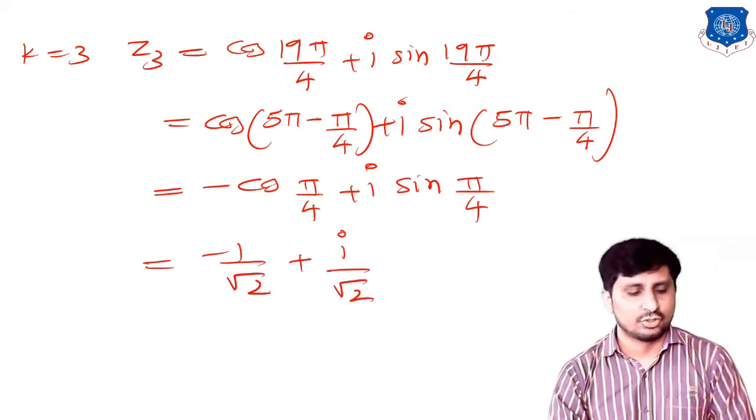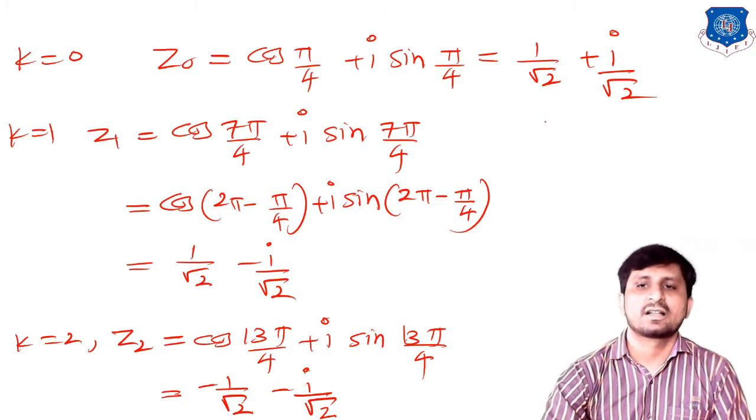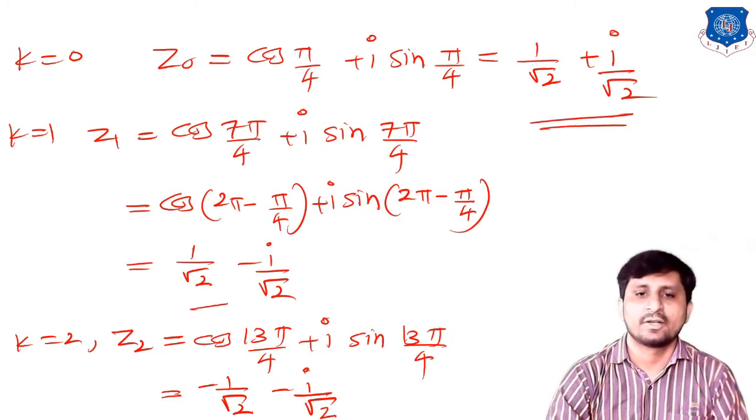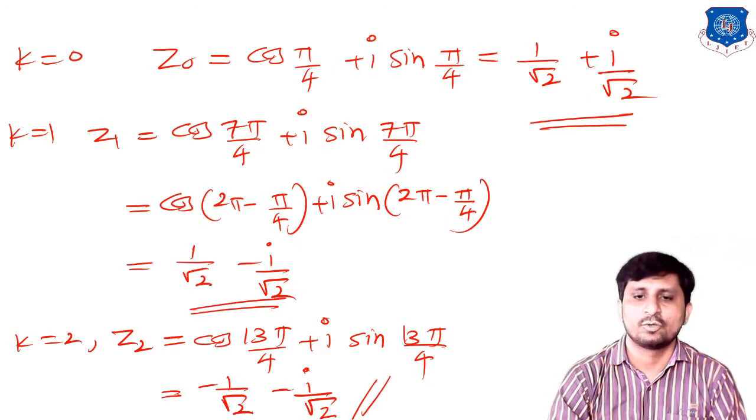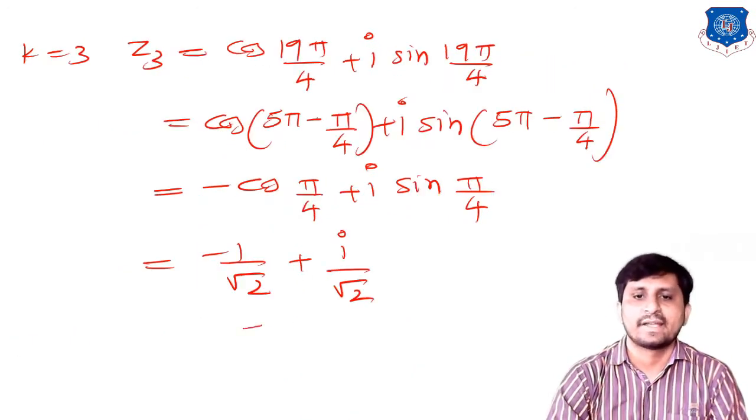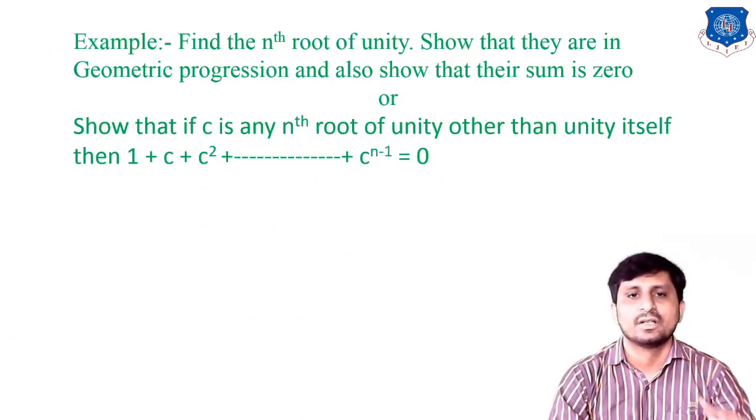Okay, so you can see that all roots are 1 by root 2 plus I by root 2, then 1 by root 2 minus I by root 2, then minus 1 by root 2 minus I by root 2, and then minus 1 by root 2 plus I by root 2.